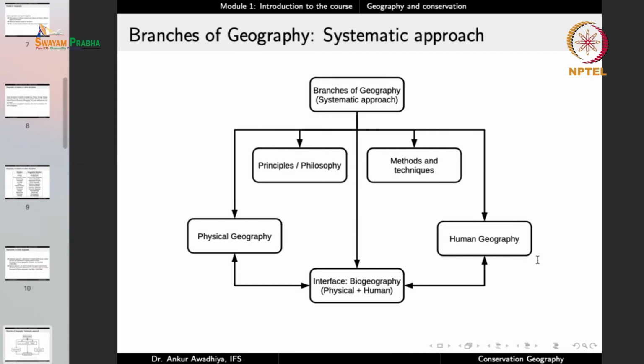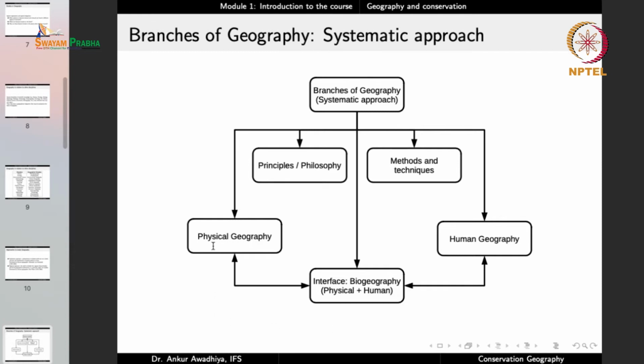And based on these approaches, we have different branches of geography. So in the systematic approach, we have branches like physical geography. We have branches like human geography. We have a branch of principles or philosophy of geography. We have a branch of methods and techniques of geography. And we have an interface branch which is biogeography, which is a combination of physical geography and human geography.